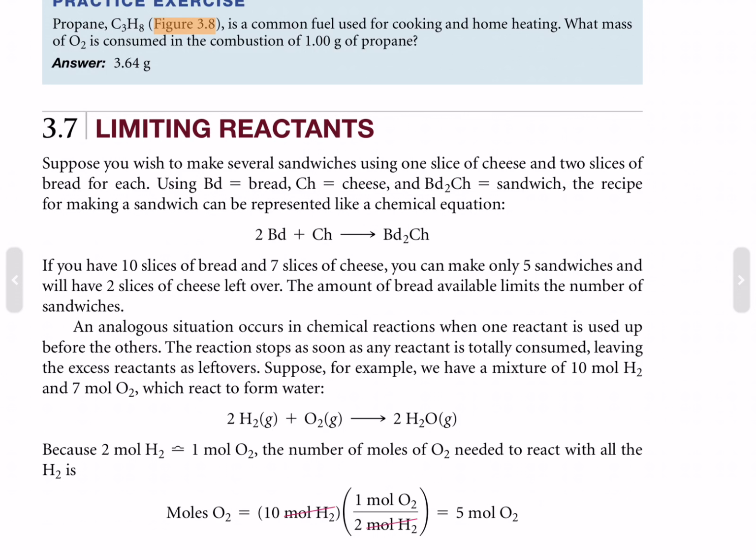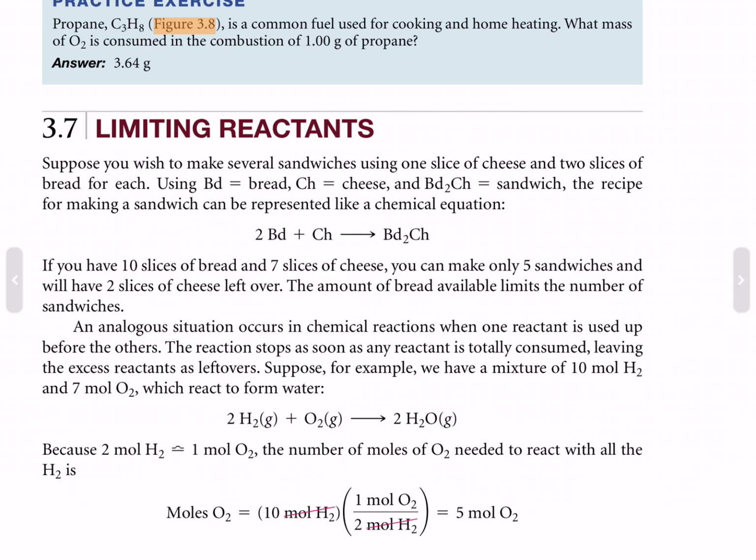If you have 10 slices of bread and 7 slices of cheese, you can only make 5 sandwiches and will have 2 slices of cheese left over. The amount of bread available limits the number of sandwiches. An analogous situation occurs in a chemical reaction in which one reactant is used up before the others. The reaction stops as soon as any reactant is totally consumed, leaving the excess reactants as leftovers.